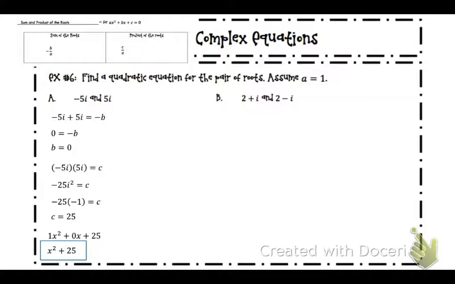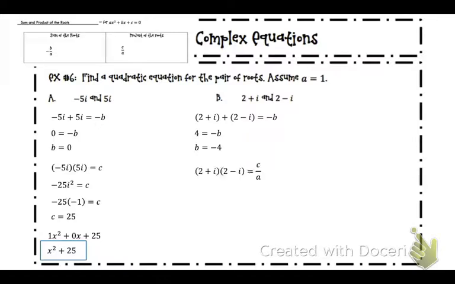Okay, let's do this last example. So let's do the sum of roots first. So we have 2 plus i plus 2 minus i equals negative b over a. a equals 1, so it just equals negative b. The i's will cancel because 2 plus 2 is 4. i minus i is 0, so 4 equals negative b, which means b equals negative 4.